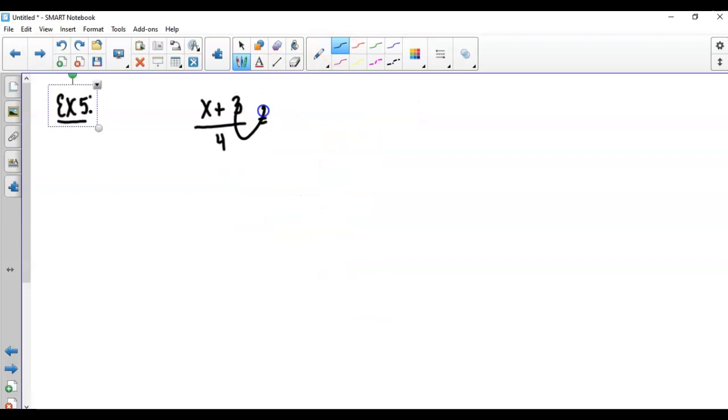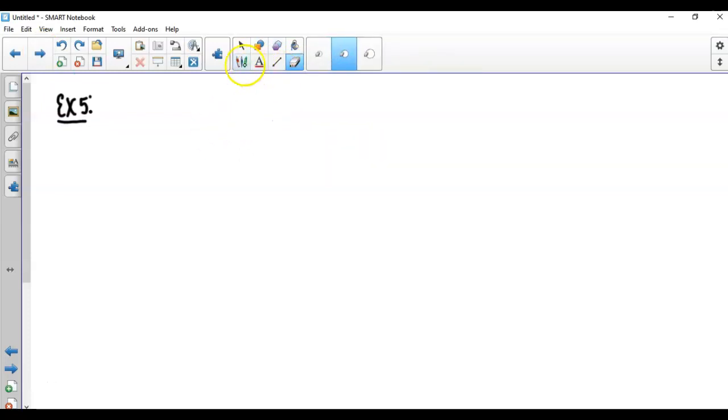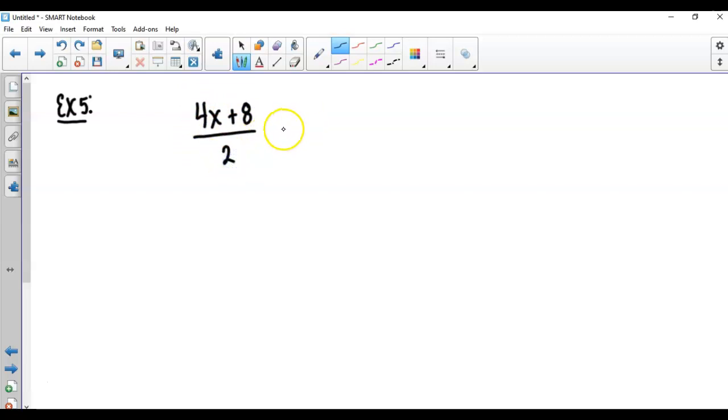Let's try another one. Okay, so for example 5, we are going to do 4x plus 8 all divided by 2 equals 4 plus 2x. Now this is a little bit of a weird equation. So you've got this 4x plus 8 divided by 2, and we can't really do anything while we've got that 2 right there. There are a couple of ways you can deal with it, but this is what I'm going to do. Since this side is divided by 2, I'm going to multiply both sides by 2.